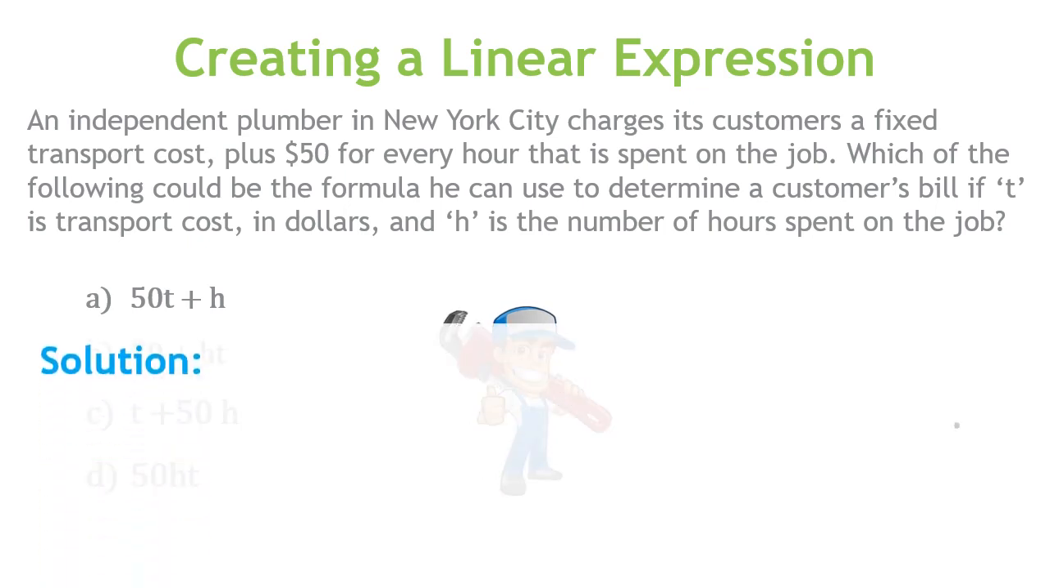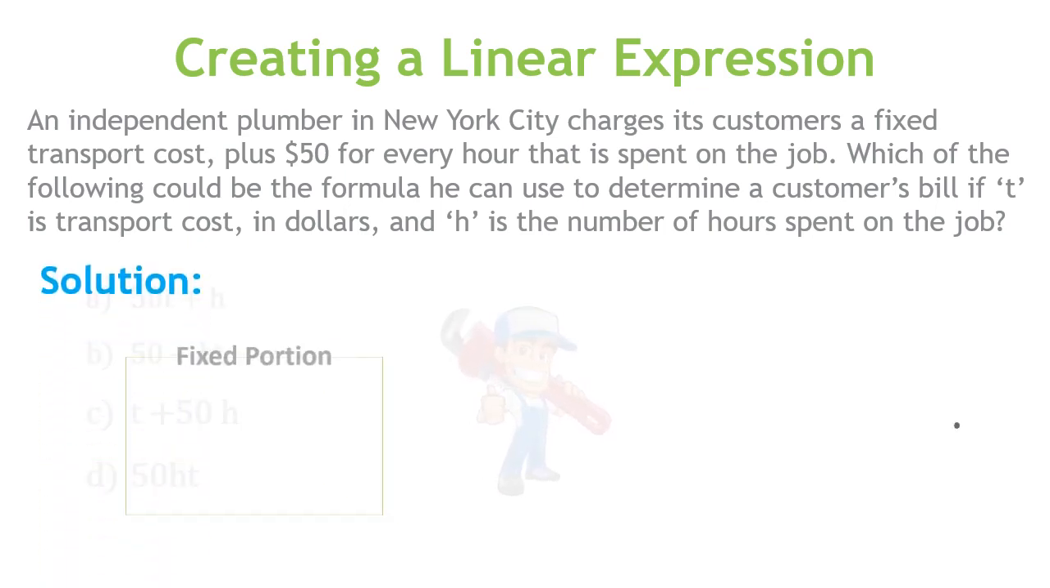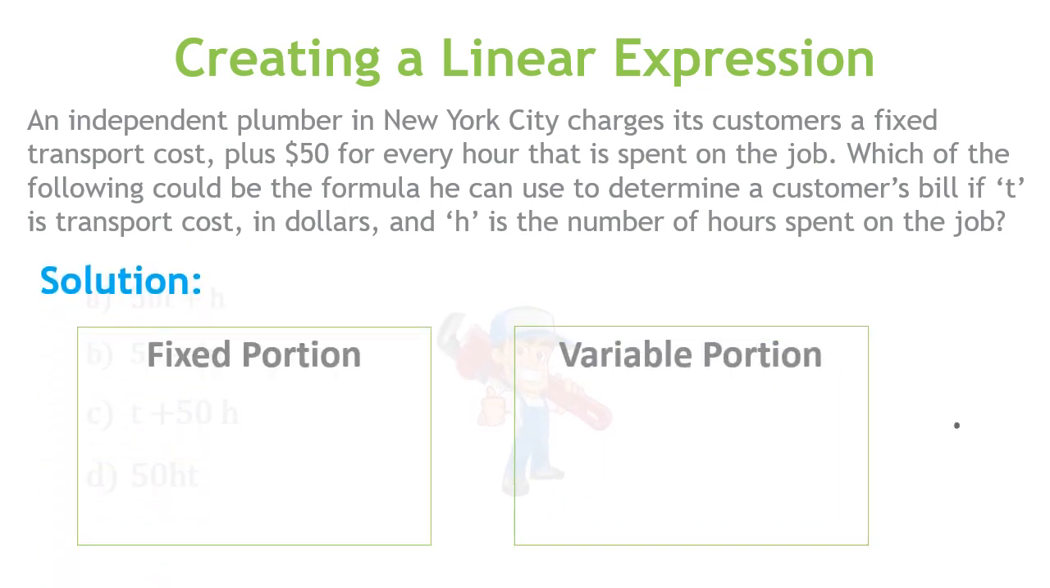Let's look at the solution. The plumber's bill has a fixed portion and a variable portion. The fixed portion is easy. He charges T dollars of transport cost to every customer. Now let's calculate the expression for the variable portion of the bill.